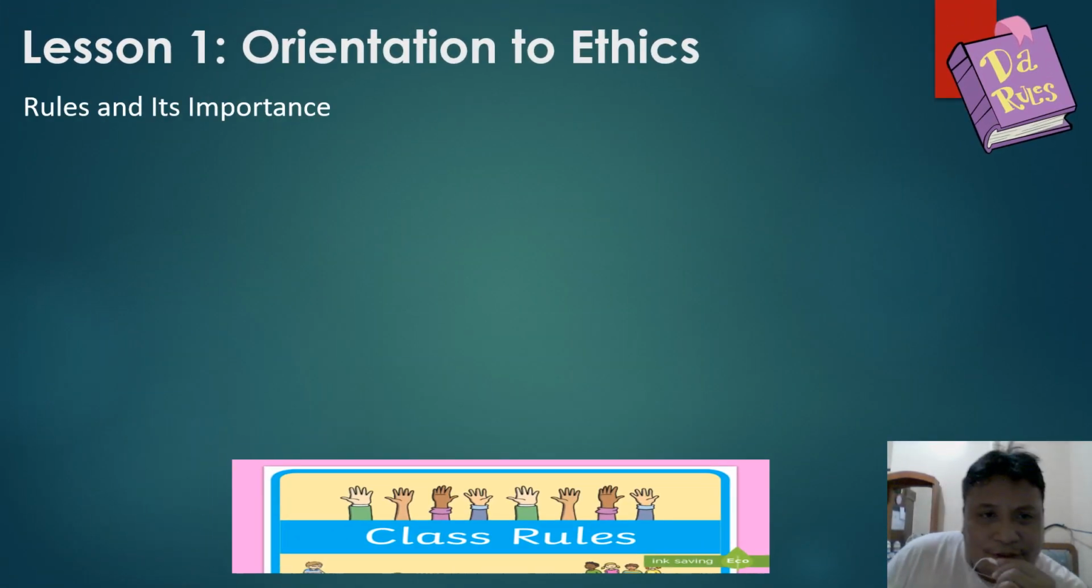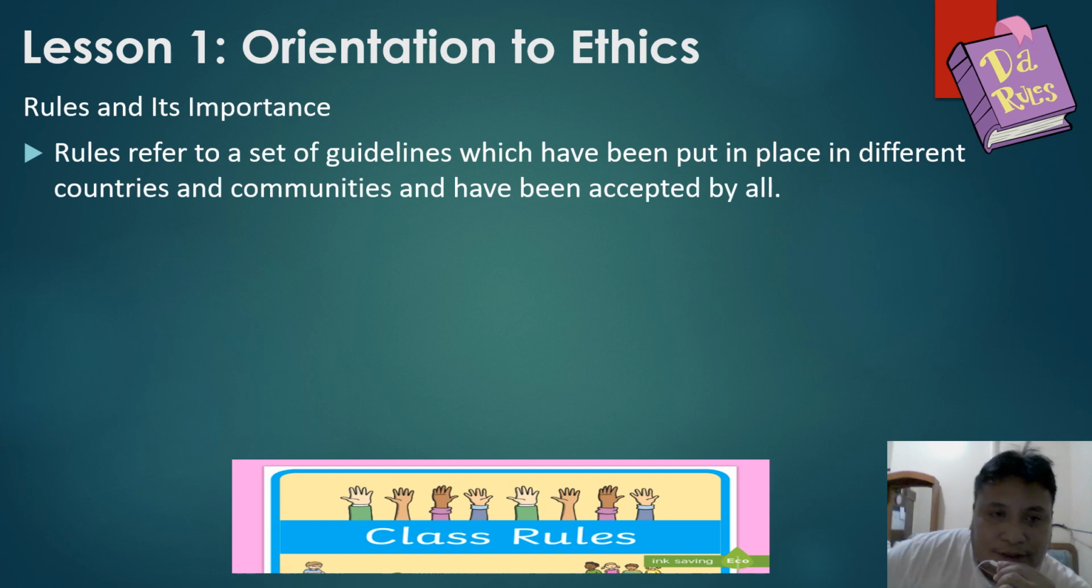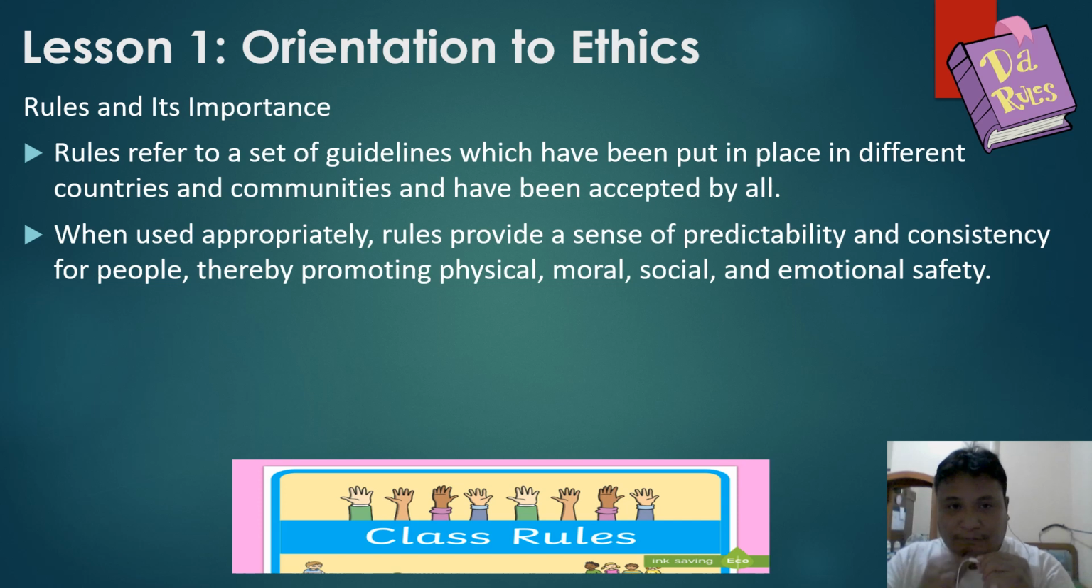Now, what's the importance of following the rules? So, what is a rule? First, rules refer to a set of guidelines which have been put in place in different countries and communities and have been accepted by all. When used appropriately, rules provide a sense of predictability and consistency for people, thereby promoting what? It promotes physical, moral, social, and emotional safety.